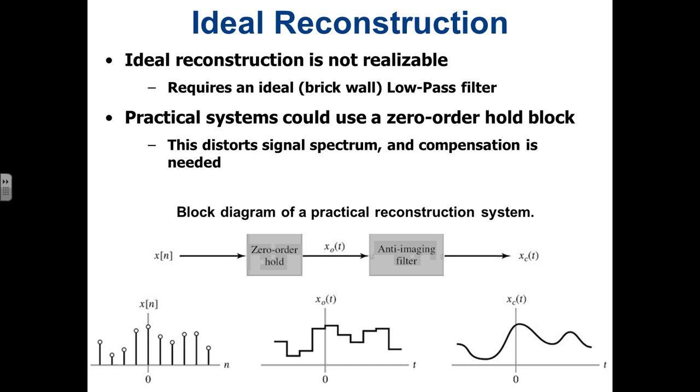So practical systems don't use ideal filters. They can't. But often we'll use at least a zero-order hold block, or a zero-order hold followed by a low-pass filter. What's a zero-order hold? Well, it's kind of the opposite of that sample and hold that we had on the input. If we put a single sample value in, like from our x of n signal, the D-to-A converter is going to convert that to an analog voltage and then hold it at that same level for the whole sampling interval until the next sample comes along.